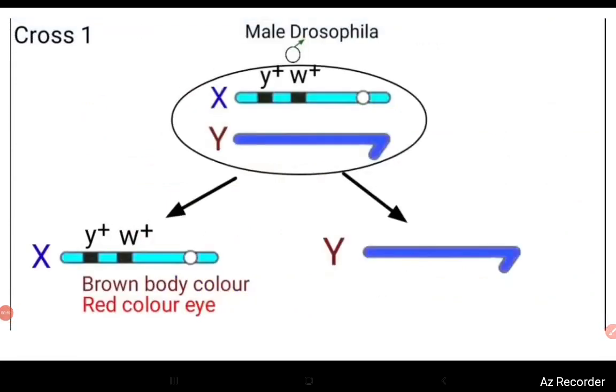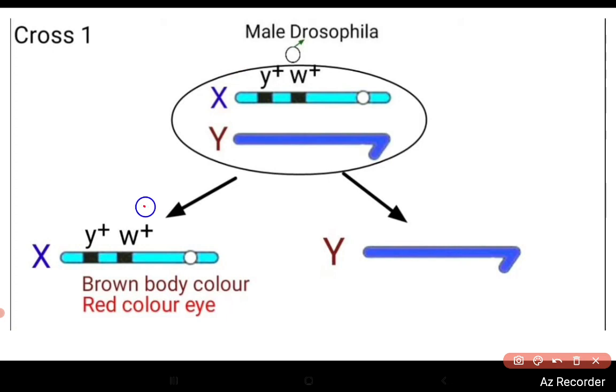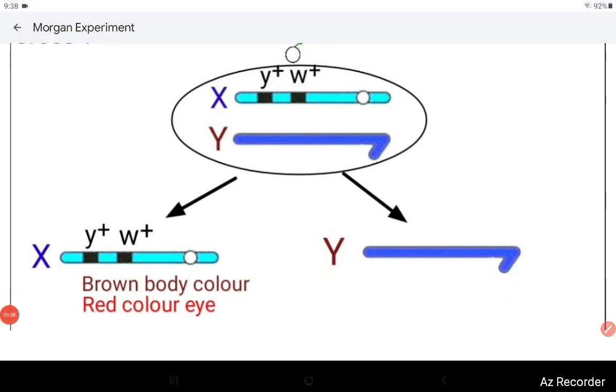Now these are the chromosomes of male Drosophila. So the X chromosome has the red colored eye and the brown colored body, and on Y no such genes are present.